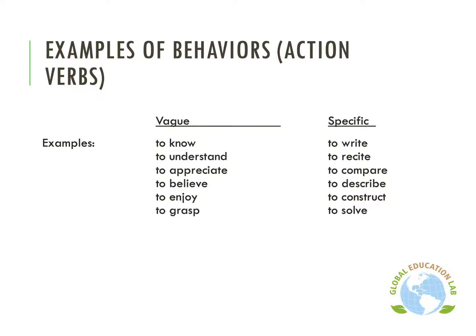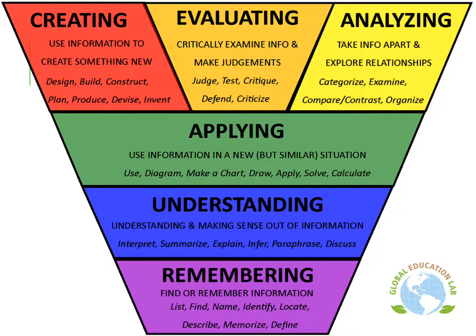Really, the trickiest part of writing the objective is using action verbs that are specific rather than vague. Consider these examples. Which one is easier to measure? This diagram highlights the hierarchies of Bloom's cognitive domain of learning.